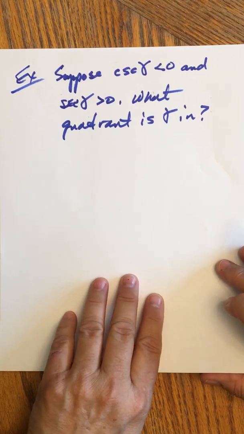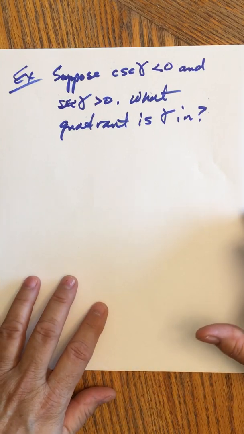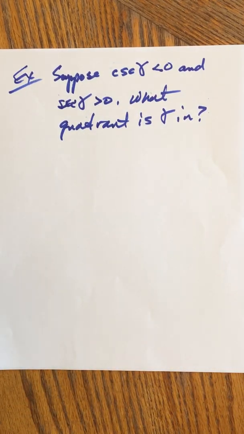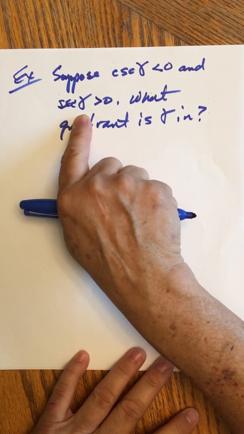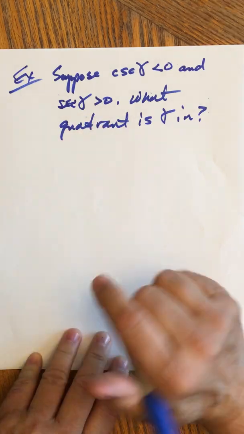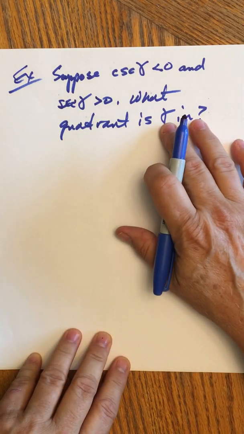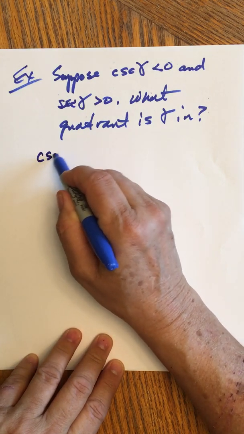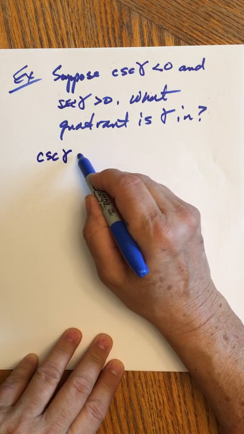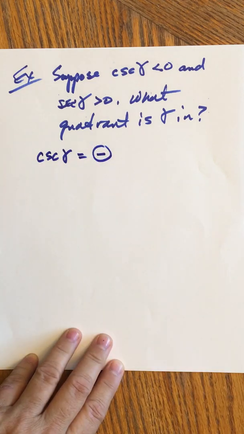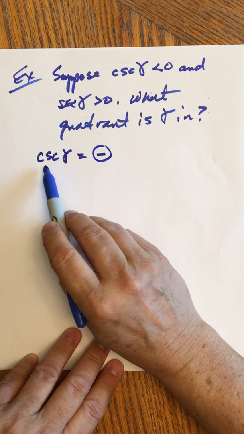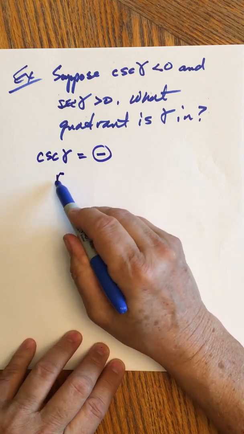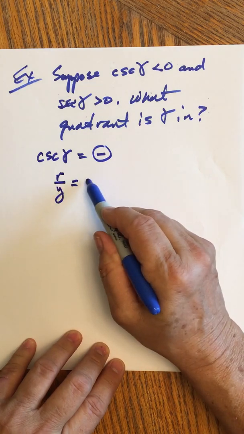Suppose they tell me, I know that the cosecant of an angle is negative, so that's less than 0. And the secant of that same angle is positive. All right? So what quadrant is this angle in? So gamma. I know that cosecant of that angle gamma is, let me make it really obvious here, negative. It's less than 0. But the definition of cosecant is what? And you really need to know these cold. So it's r over y is negative.